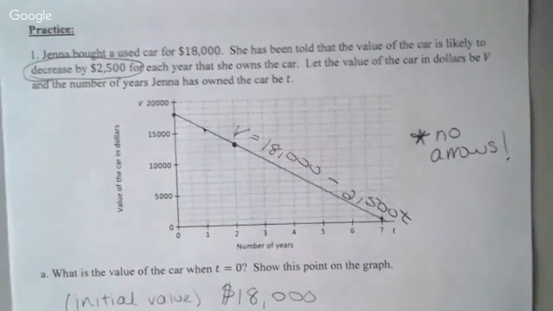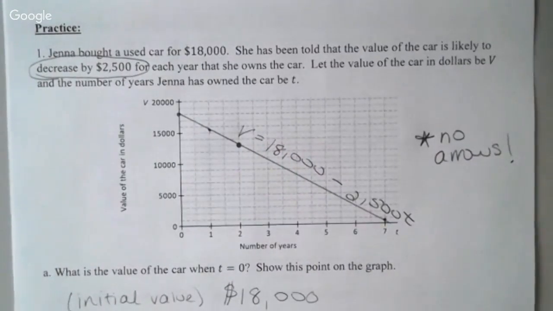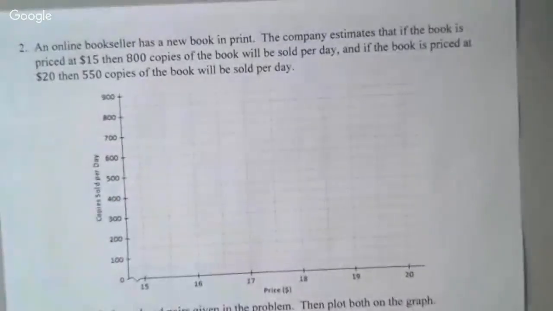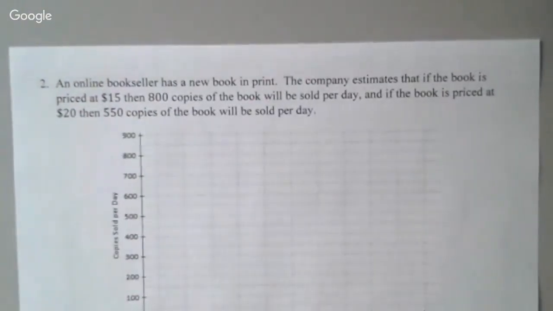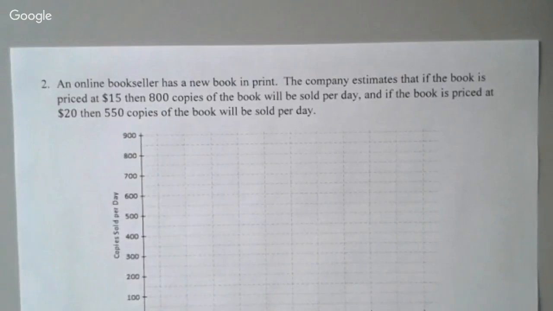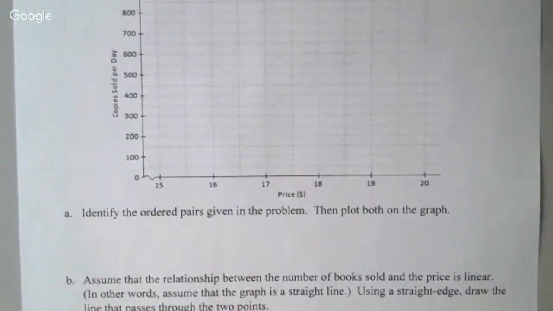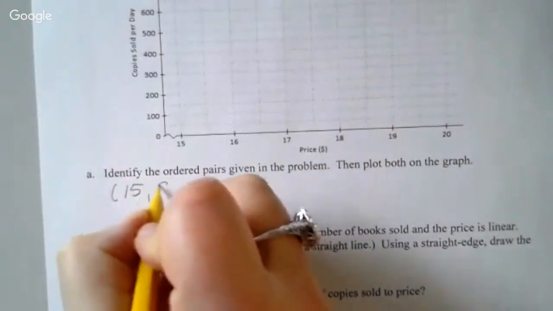So at this point, please pause the video and try practice 2. Resume the video when you're ready to check your answer. Okay, so we've got question number 2 for practice. It says an online bookseller has a new book in print. The company estimates that if the book is priced at $15, then 800 copies of the book will be sold per day. And if the book is priced at $20, then 550 copies of the book will be sold per day. So first, in part A, they want us to identify the ordered pairs that were given in the actual problem. So if I go back up, I see $15 for 800 copies. So that's 15, 800.